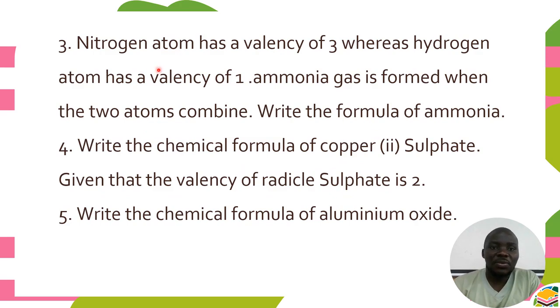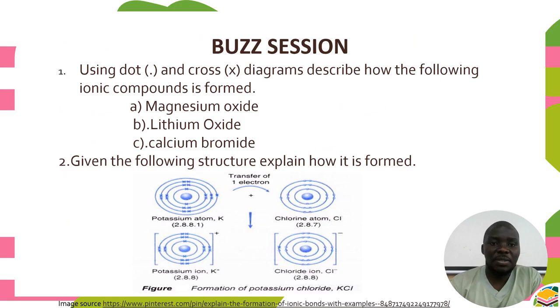We have another one. A nitrogen atom has a valence of 3, whereas a hydrogen atom has a valence of 1. Ammonia gas is formed when the 2 combine. Write the chemical formula. Then the other one: write the chemical formula of copper 2 sulfate, given the valence of the sulfate radical is 2. Write the chemical formula of aluminium oxide. So these ones can be attempted.